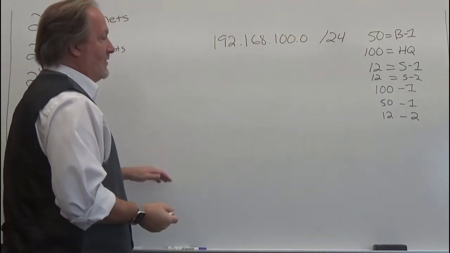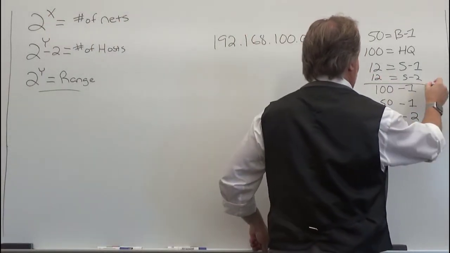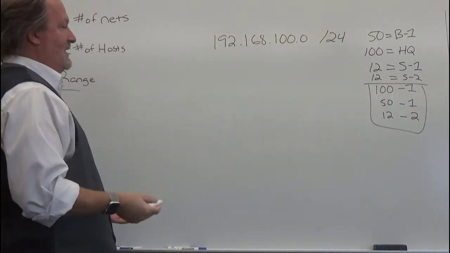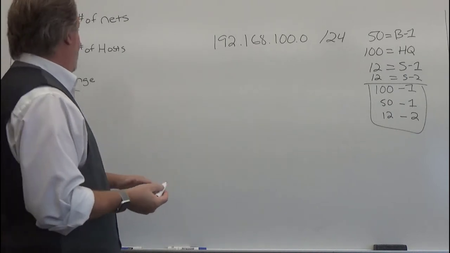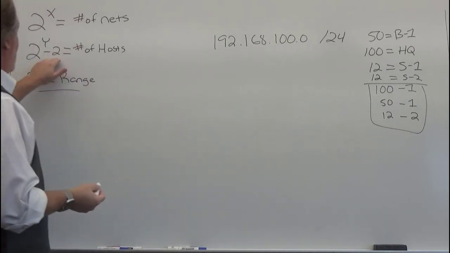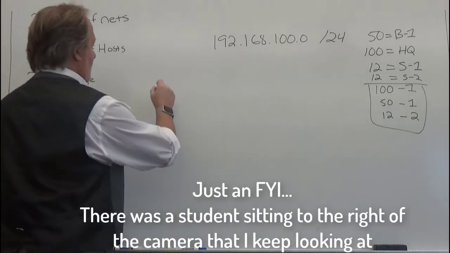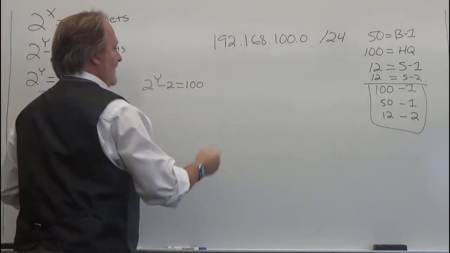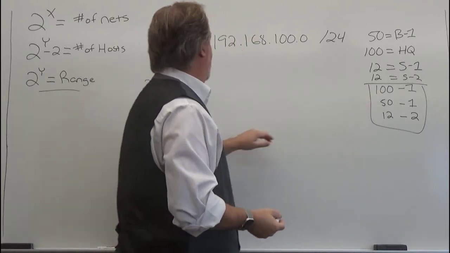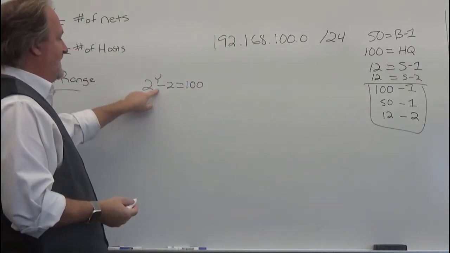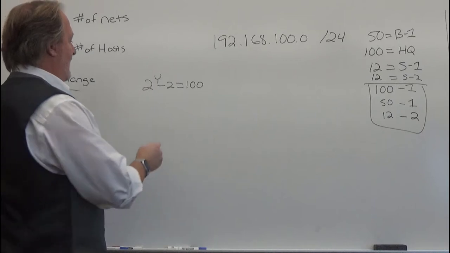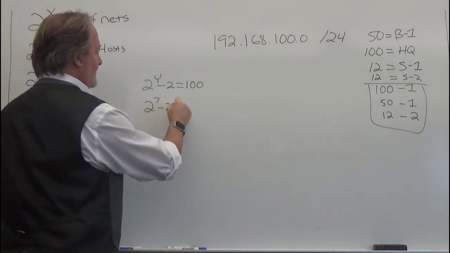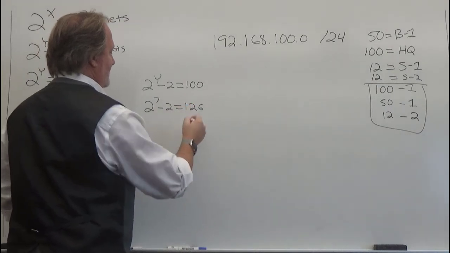So we know the first one, and again I'm focusing on here. You need a network the size of 100. So we always start with the biggest and we work down to the lowest. So our host network is 2 to the y minus 2. So 2 to the y minus 2 equals 100, because we know we got to fit at least 100. So in this case, if I do 2 to the 6, it only gives me 64, but if I do 2 to the 7, that's going to give me 128 minus 2, which is going to give me 126.